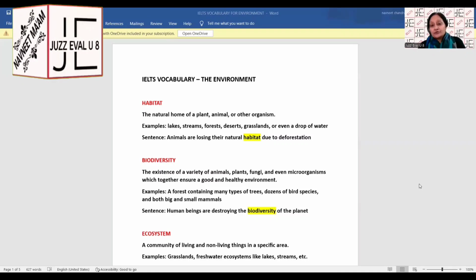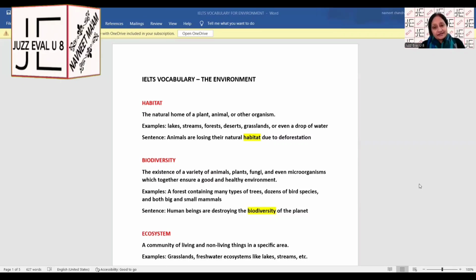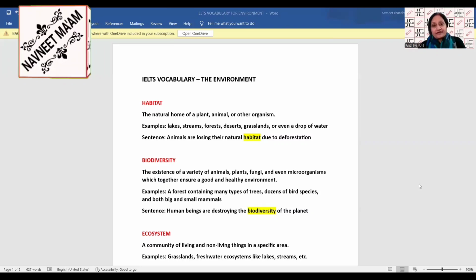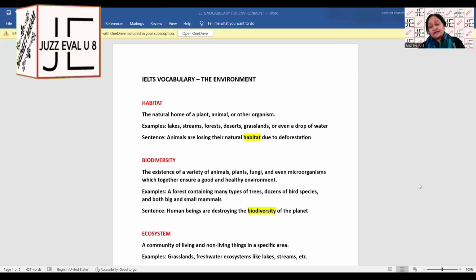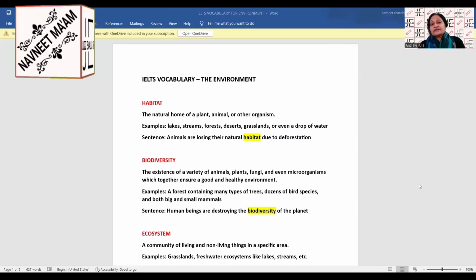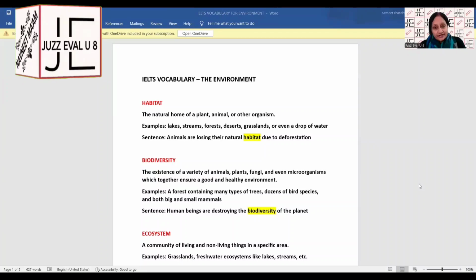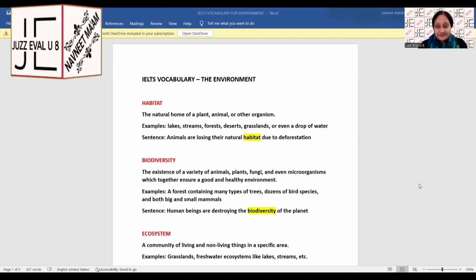Now, animals are losing their natural habitat due to deforestation. This is a sentence that we've made for habitat. And it's true that the forests are getting destroyed and many commercial buildings are coming up in its place, and it's all becoming concrete now. So because of that, animals are losing their homes.